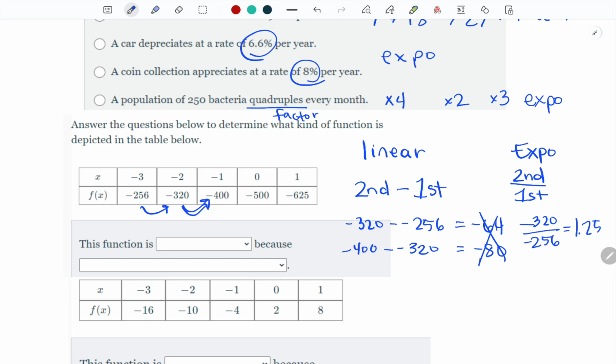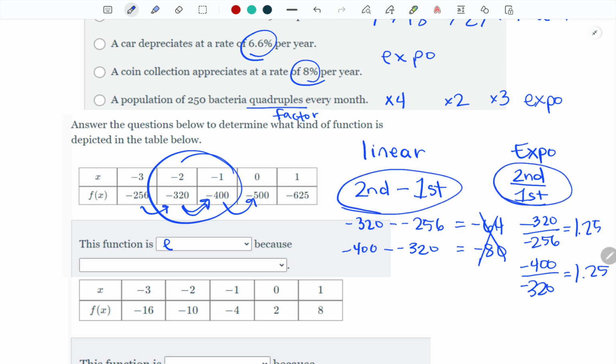Okay, good, but it has to work at least more than once. So let's try it again. I'm going to do the second divided by the first again, but I'm going to do it with these two. Negative 400 divided by negative 320. That is also 1.25. And if I did it with negative 500 divided by negative 400, I would again get 1.25. So that's how I prove if it's exponential versus linear, with these two little formulas here.